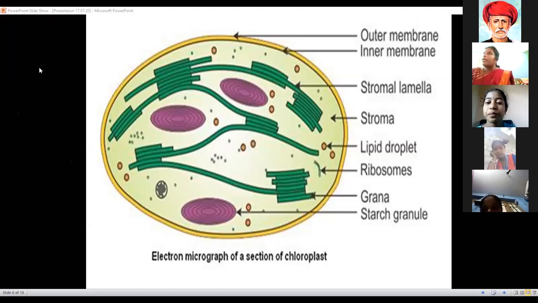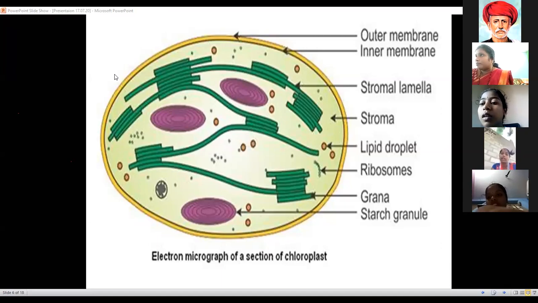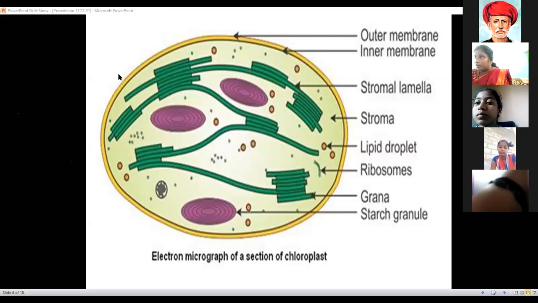Okay. Next, see the next part, stroma. Stroma is colorless, present within the inner membrane of the chloroplast, surrounding the grana. See, what is the part of stroma? The stroma is within the inner membrane, a colorless part, present surrounding the grana. Okay.